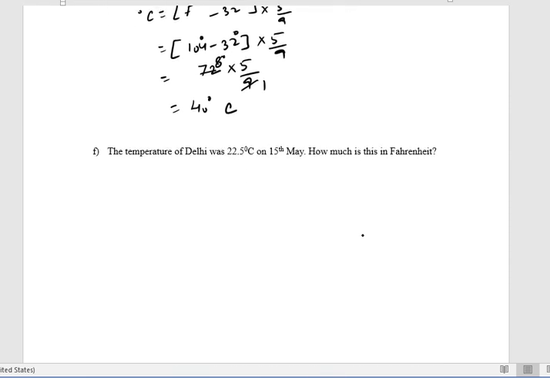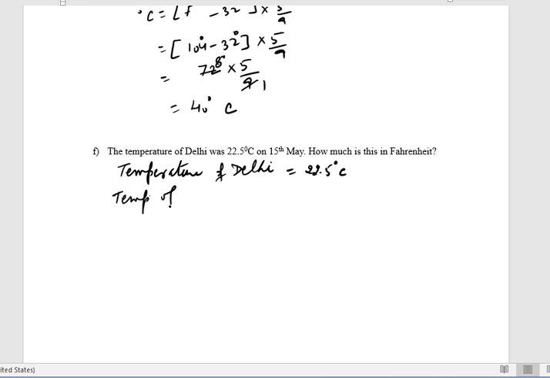Now the last question of the innings is, the temperature of Delhi was 22.5 degrees Celsius on 15th May. How much is this in Fahrenheit? So this time we have to convert into Fahrenheit. Temperature is given in Celsius. So temperature of Delhi equals 22.5 degrees Celsius.